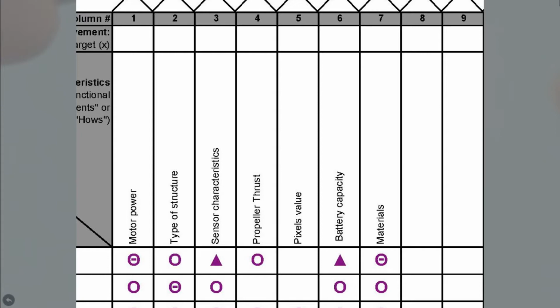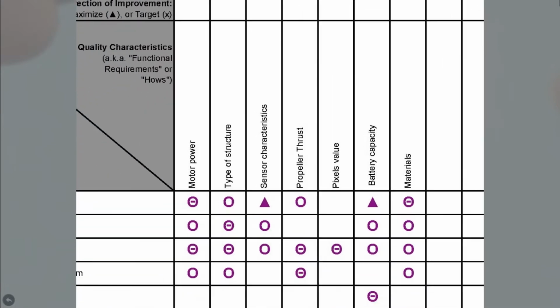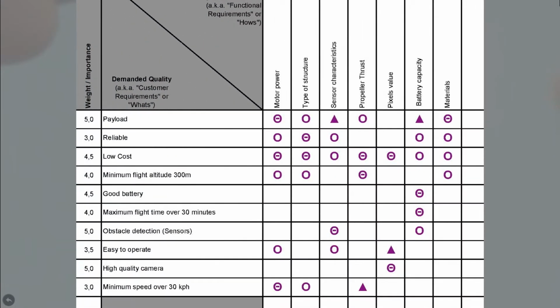After introducing the customer requirements, I'm going to introduce our house, or what we call product design requirements. There are a few of them, so let's start. The first are motor power, then type of structure, sensor characteristics, propeller thrust, pixels value, battery capacity, and materials.